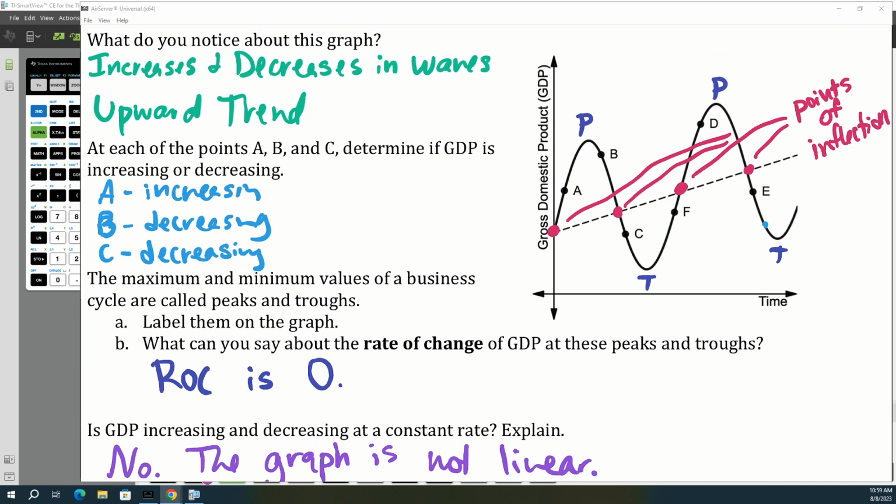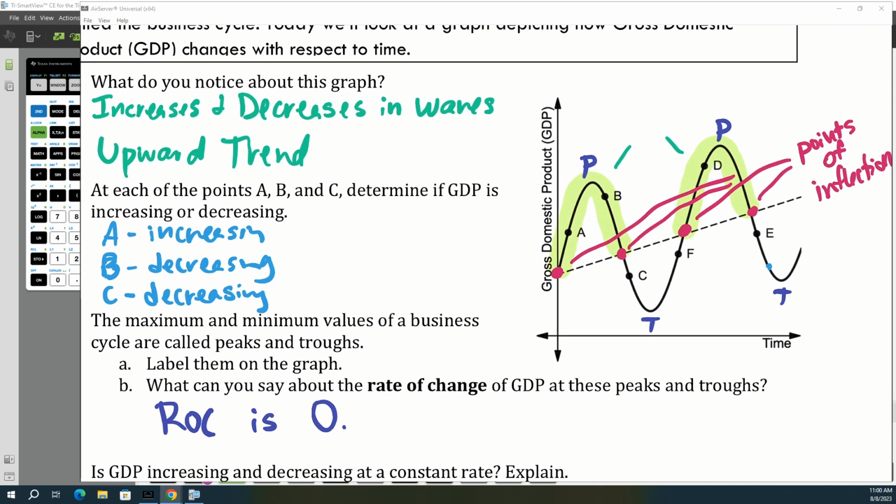But what I'm going to do is highlight everything above that dashed line. I'm going to highlight that in green. And then you probably can just write with your highlighter. My highlighter is too fat for me to write with. But those are areas where the graph is considered to be concave down.